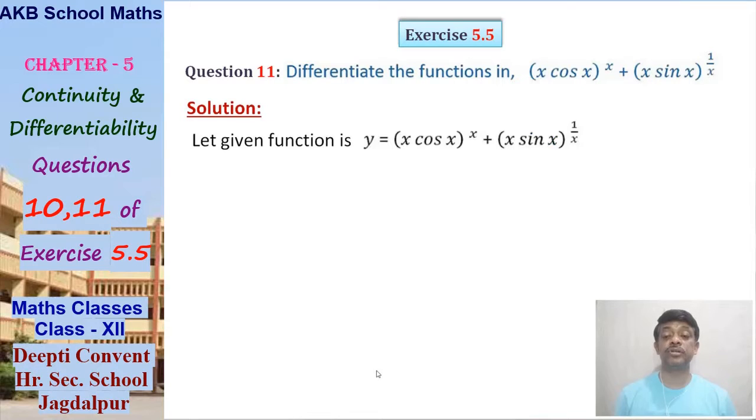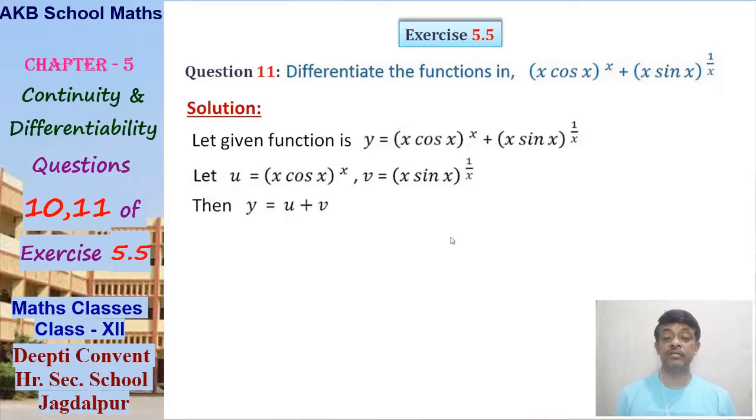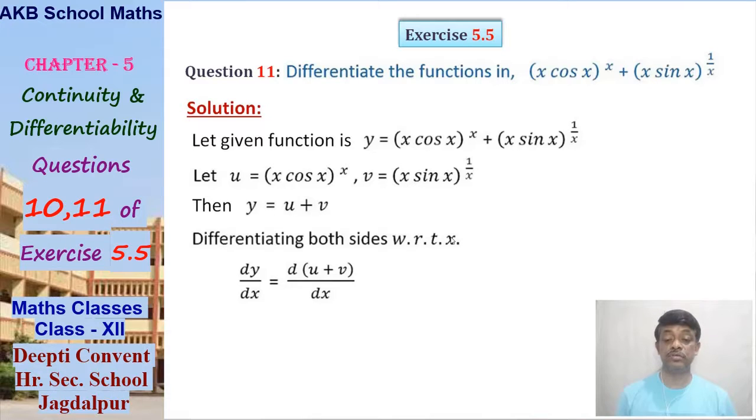Let the given function be y equals to this, and also we are supposing the first is u and the second is v. So let u equal to this and v equal to this. First function is this, second function is this. Now therefore we get y equals to u plus v. Differentiate both sides with respect to x. dy by dx equals to du by dx plus dv by dx. Just similar to question 10. Now we have to find du by dx and dv by dx separately.